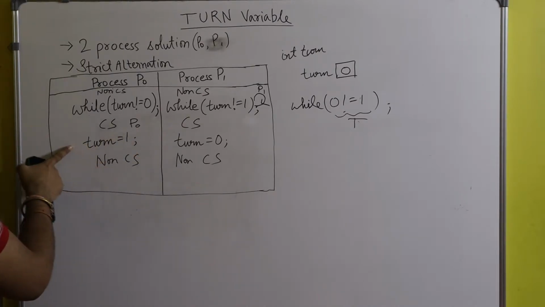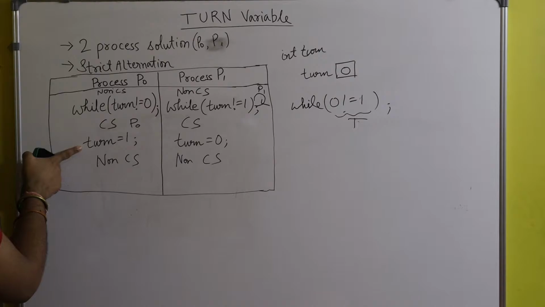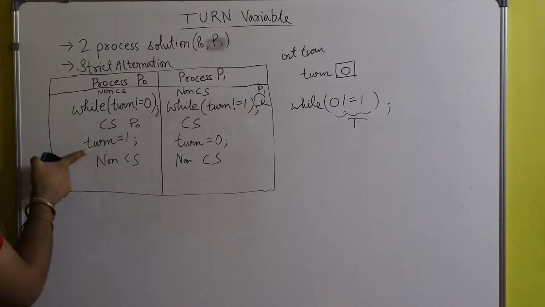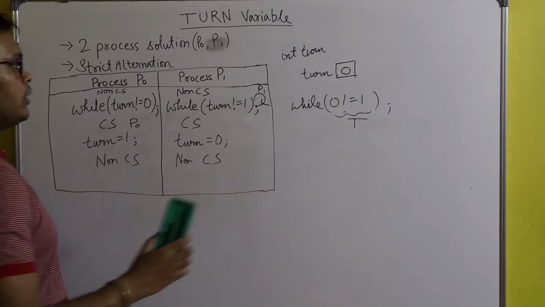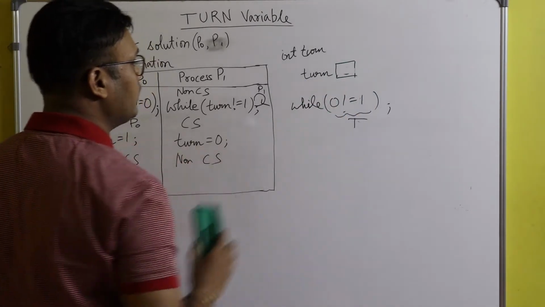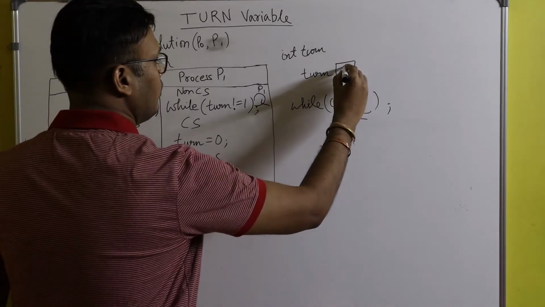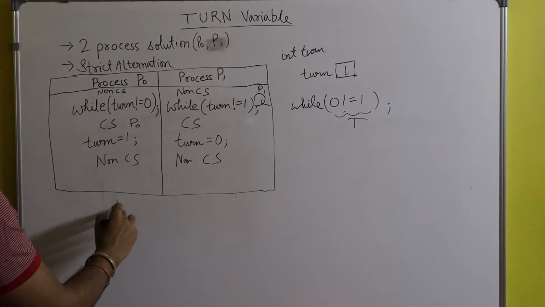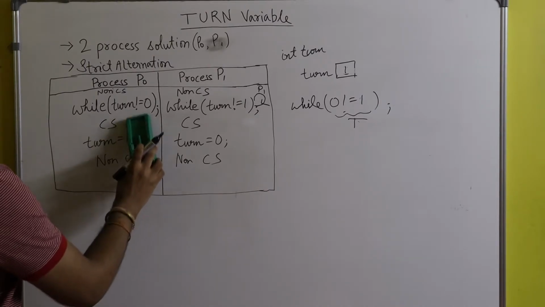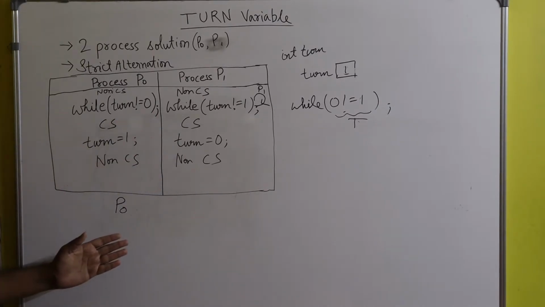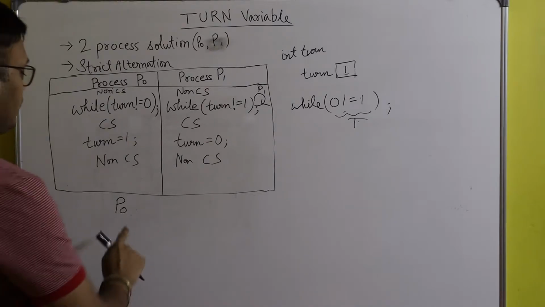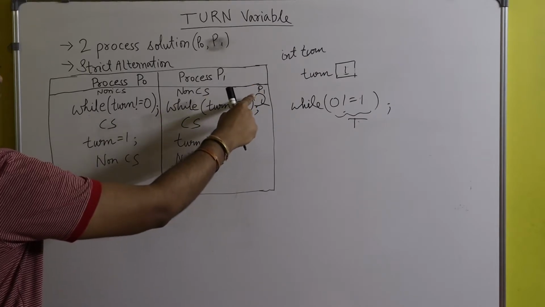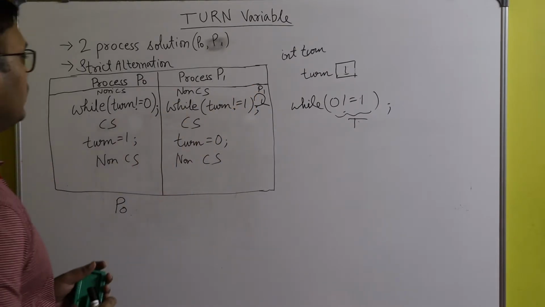For this, P0 will execute the statement turn is equal to 1. So now you see P0 has made the value of turn as 1. And after executing this statement, P0 has come out from the critical section. Since P0 has come out from the critical section, can P1 enter the critical section now? Let's see.